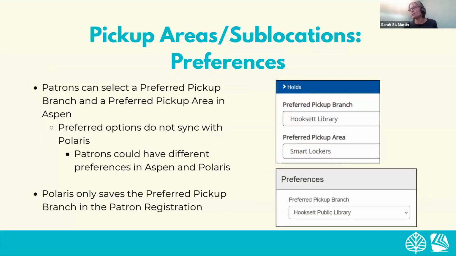So while patrons can select a preferred pickup branch and a preferred pickup area in Aspen, these preferences do not sync with Polaris. So patrons could potentially have a different preference in Aspen and Polaris. And in fact, Polaris only saves and displays the preferred pickup branch in the patron registration. You can't even set a pickup area. So just know that those could be different.